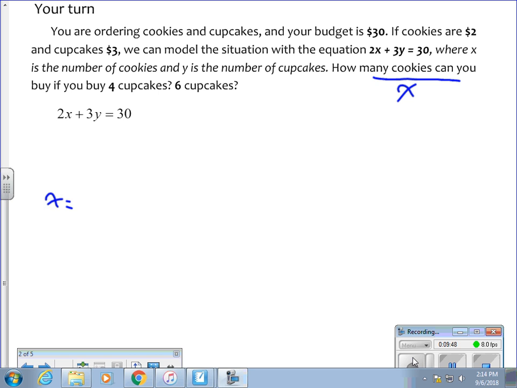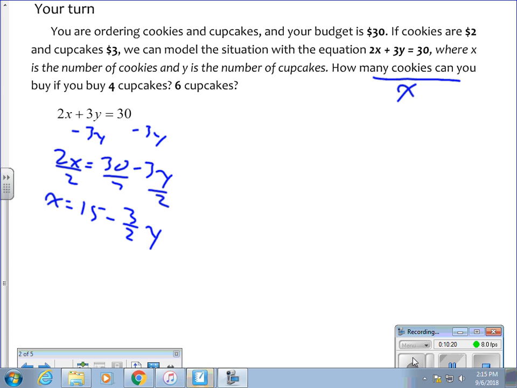Okay. My first step to get x by itself is to subtract 3y from both sides. Okay. So I get 2x equals 30 minus 3y. My next step is to divide by 2. Divide everything by 2. So I get x equals 30 divided by 2 is 15 minus 3 halves y. And I know that looks ugly, but that's okay. Trust me, it's not going to be bad. But this is our rearranged equation.